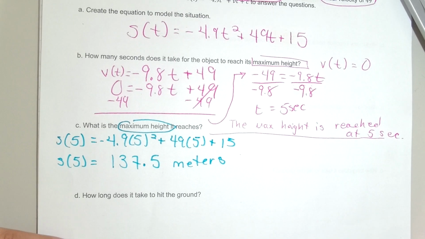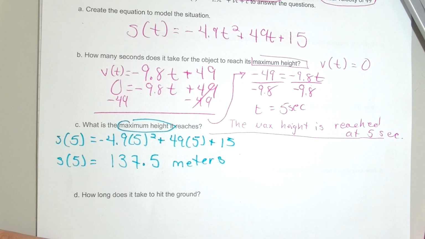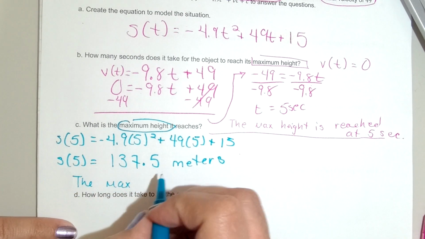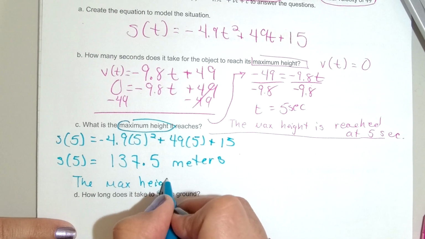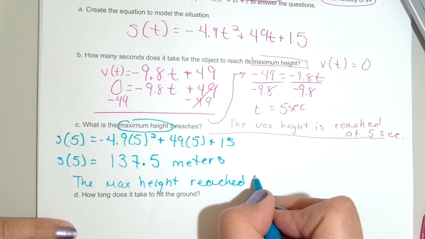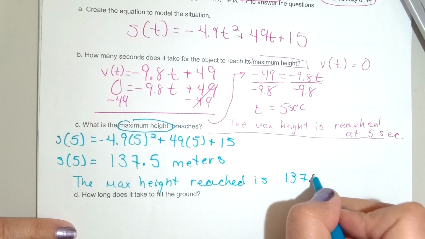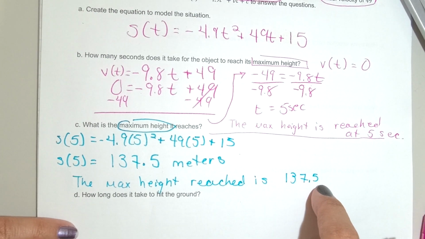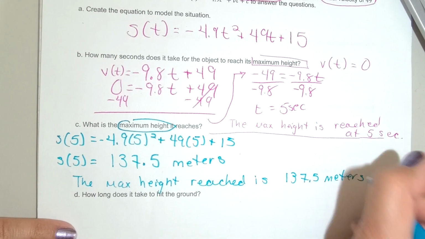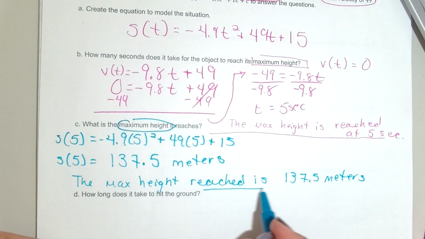Would you get full credit for that? Why? You're missing your sentence. Maximum height reached is 137.5. Would you get credit for that? Why? No units. Questions?